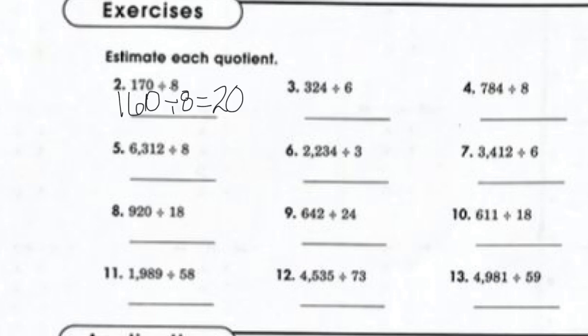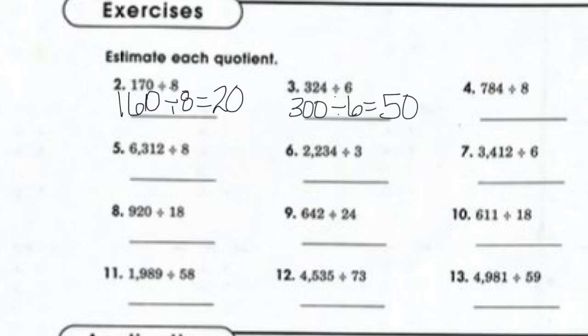So 324 divided by 6. Well, my number's 6, so I could either go to 30 or 36. Well, 30 is closer, so I'm going to say that this is 300 divided by 6. When I do that, I know that 30 divided by 6 is 5, and I add a 0. So what you're going to do is write the problem down, estimate your problems, and then give the answer. That's what you're going to do on 2 through 13.